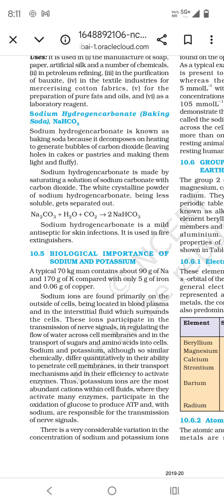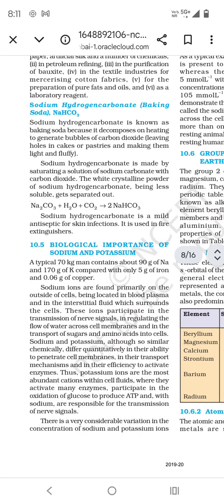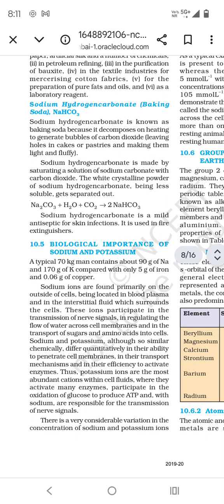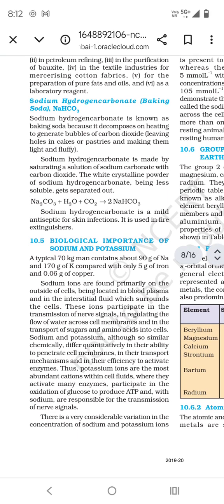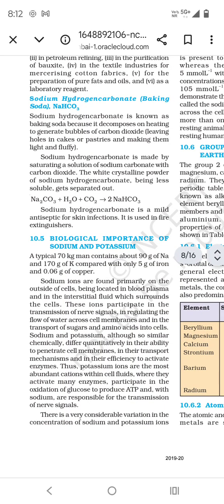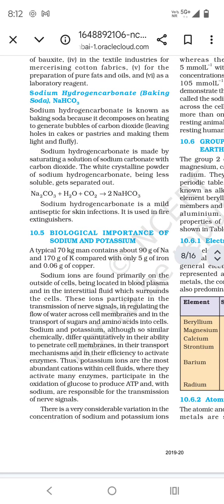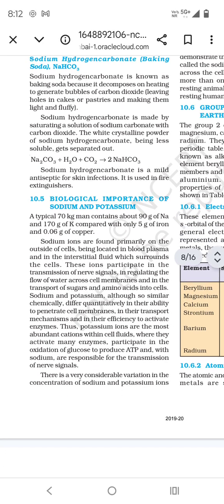Sodium hydrogen carbonate, baking soda. Sodium hydrogen carbonate is known as baking soda because it decomposes on heating to generate bubbles of carbon dioxide, and it is used in cakes and pastries, making them light and voluminous. Sodium hydrogen carbonate is made by saturating a solution of sodium carbonate with carbon dioxide. The white crystalline powder of sodium hydrogen carbonate, being less soluble, gets separated.